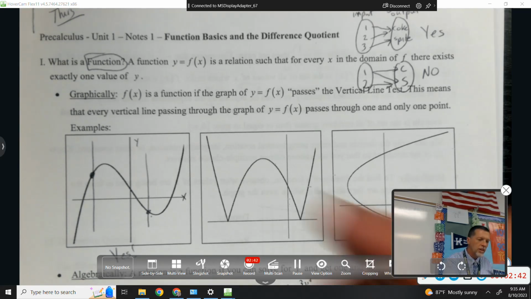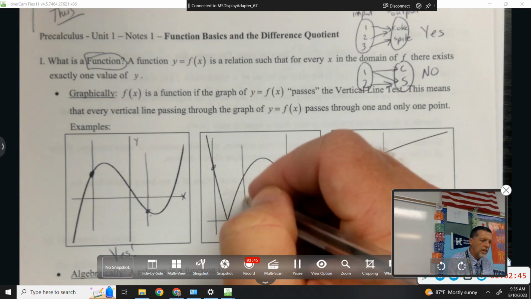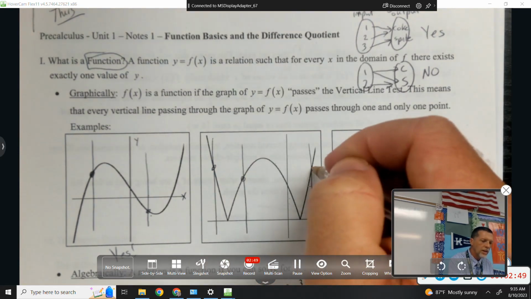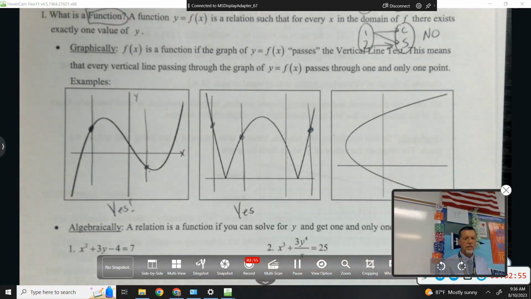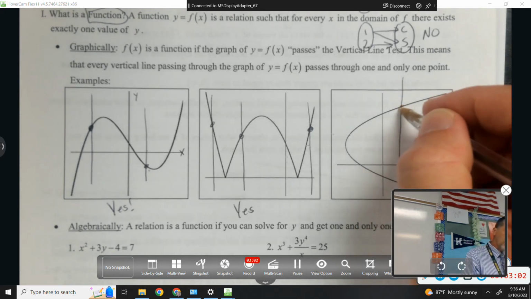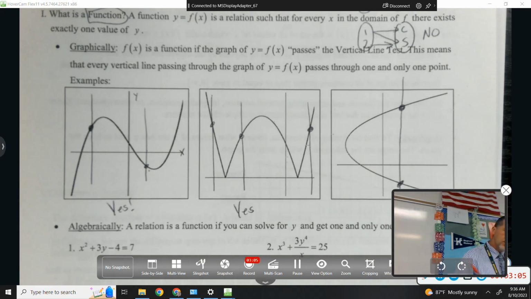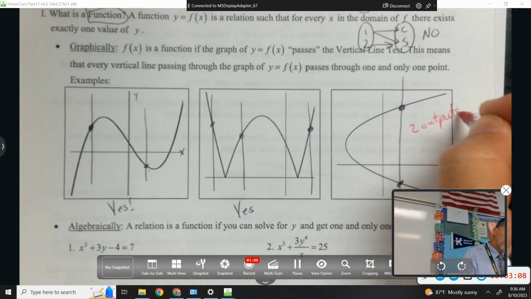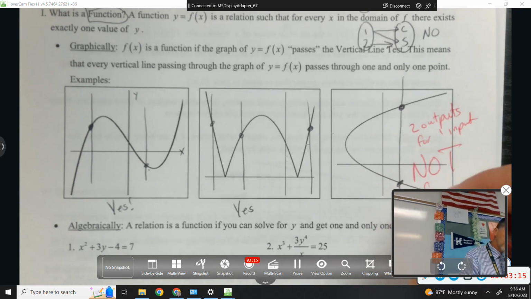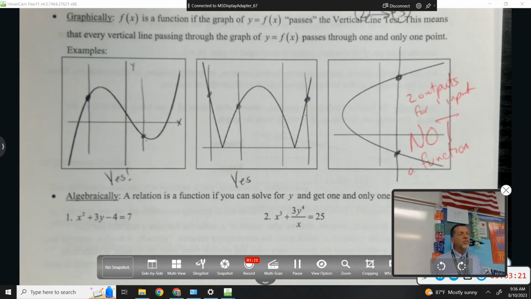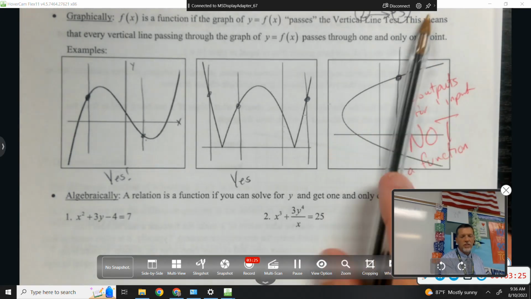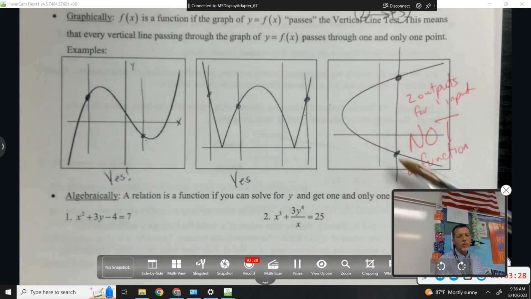Second picture is a little goofy looking. But any vertical line you draw, anywhere you like, only intersects once. So that's also a yes. Obviously, that third picture, you draw a line there, you got two outputs for one input. So that's not a function. So the shortcut is the vertical line test. But understand what's going on: if it fails the vertical line test, it fails because there are two y values for one x value.